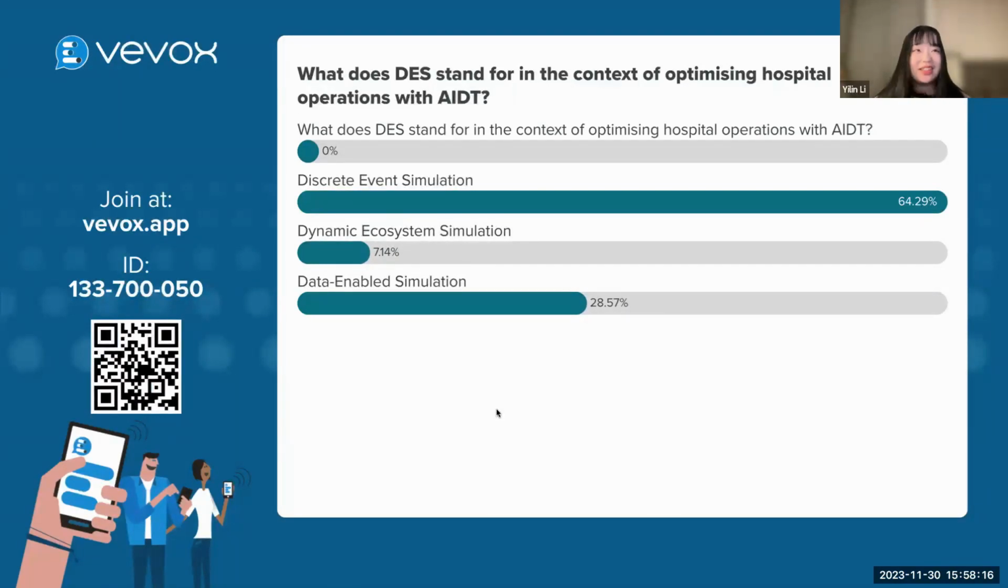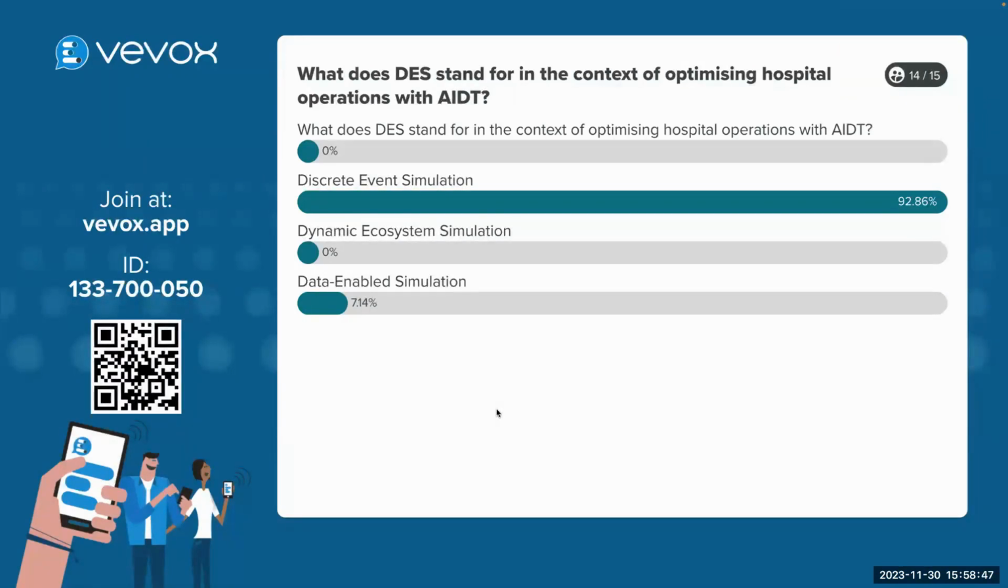Yeah, this is discrete event simulation. It can be considered as a tool and method for developing models to observe the dynamic behavior and the performance of real life processes. It's mostly used in healthcare simulation. Very beautiful and very good.